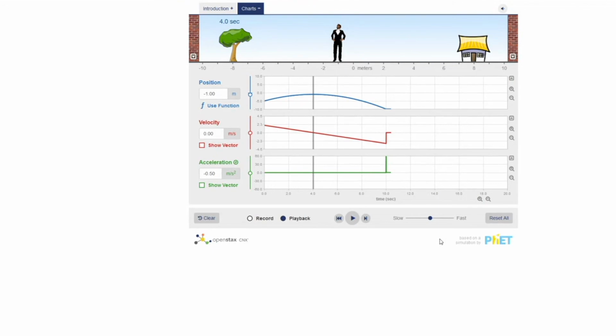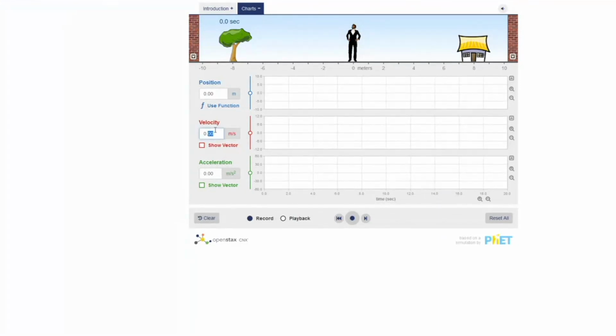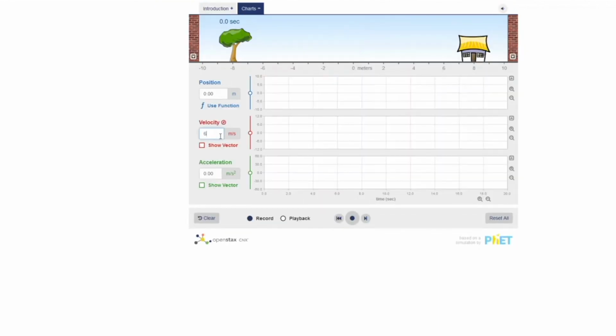There's a common bug with this simulation. If you reset it and then you set up the simulation again, you run it, and then you play it back, the values don't change here. That's unfortunate. The only way that I have found to get that to not be the case is just to refresh the entire page. And when you refresh the entire page and you set it up again and run it, it should work. So if you run into that issue, that's how you solve it.